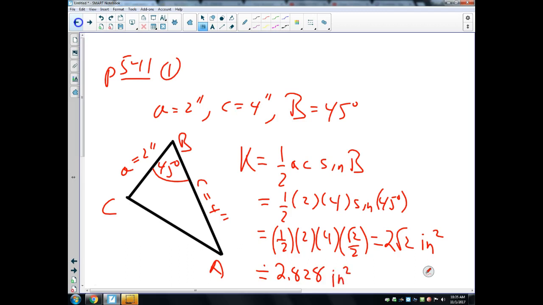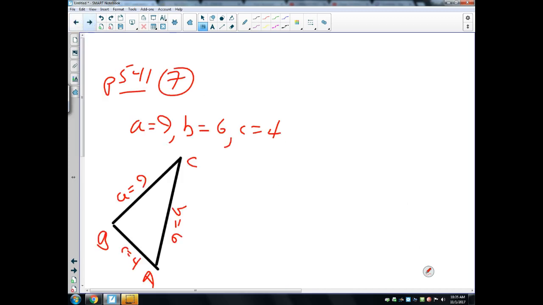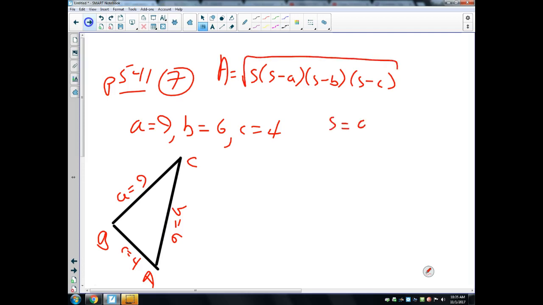We're going to check this on Sage in just a minute. Okay, one more example. What if you don't have any angles? Then we use Heron's formula. We say that the area is S times S minus A times S minus B times S minus C, square rooted, where S is the semi-perimeter. In other words, add up all the sides and divide that by 2. So if you do that, 9 plus 6 plus 4 is 19 over 2, is 19 halves, or 9.5, right?